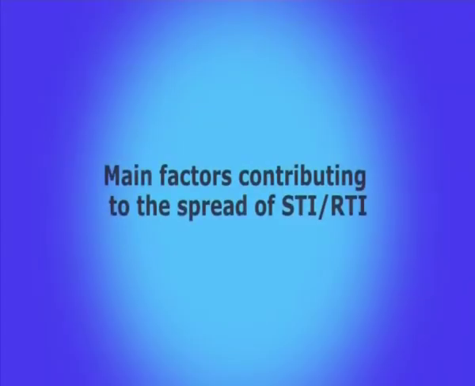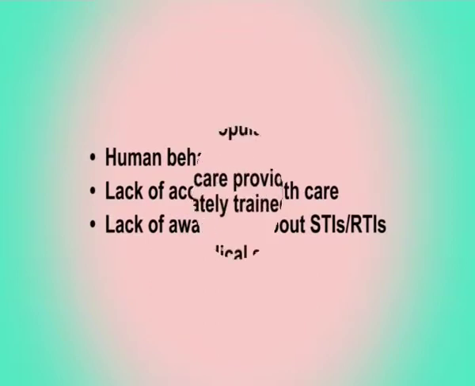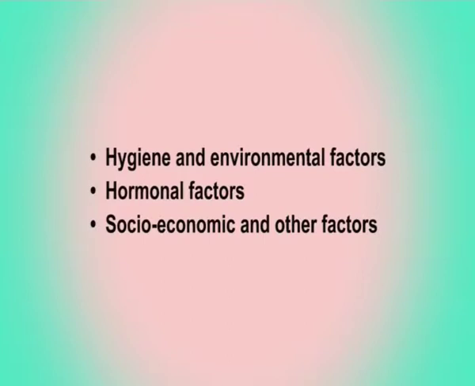Now, let us see the main factors contributing to the spread of STI or RTI. Human behavior, lack of access to health care, lack of awareness about STIs or RTIs, migrant population, healthcare providers not adequately trained, poor medical services, hygiene and environmental factors, hormonal factors, socio-economic and other factors.